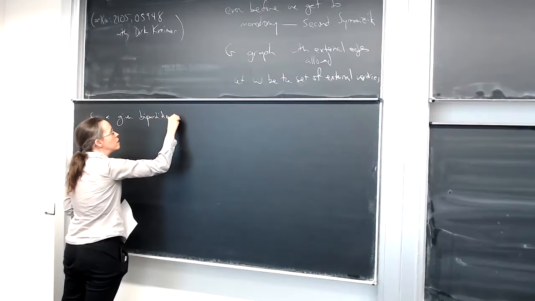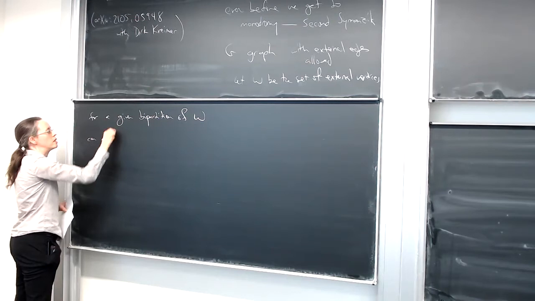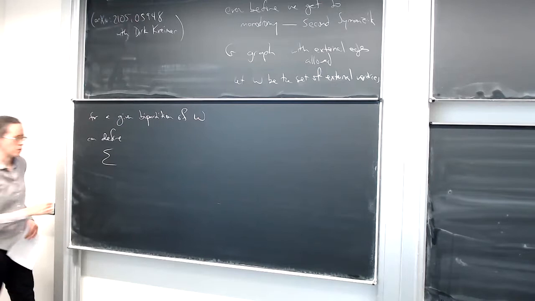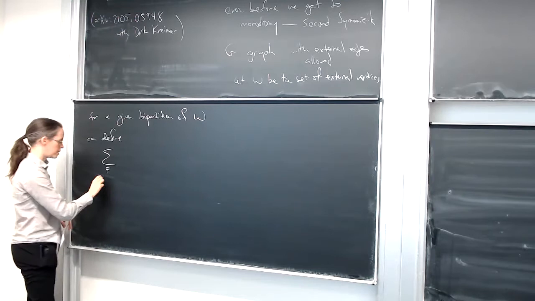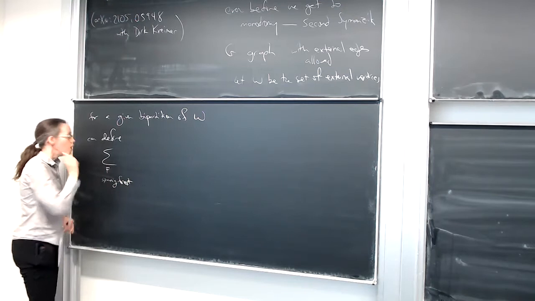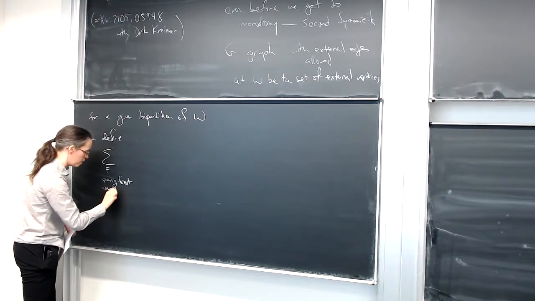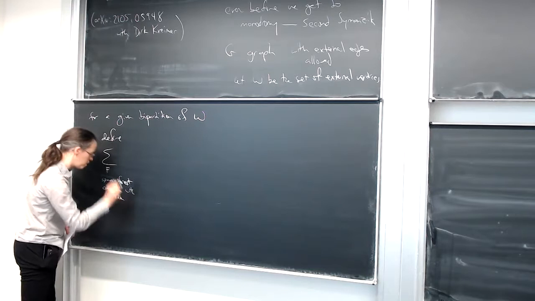What can we do? We can define a polynomial. And I don't need notation for it, so I'm not going to define notation for it. Let's just write down what it is. We want to sum over spanning forests that are compatible with the bipartition. Well, what the heck does that mean?